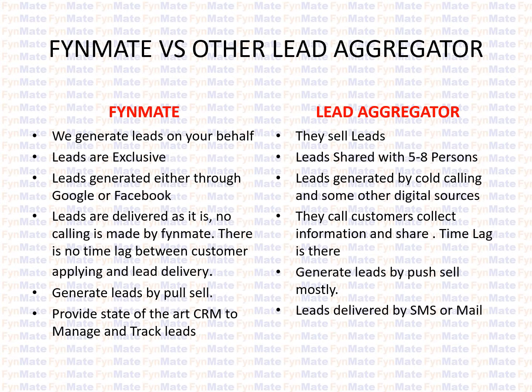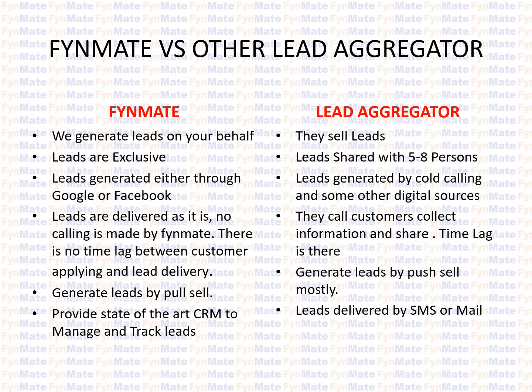So there is no time lag between the customer applying and the lead delivery. Whereas in the case of lead aggregation, they call the customer, collect information and share. So there is a time lag also. Time lag means the lead is generated, let's say today at 11 in the morning, and they will share the lead with you at around 3 in the afternoon. So within that 4 hours, it might be possible that the customer will apply somewhere else.